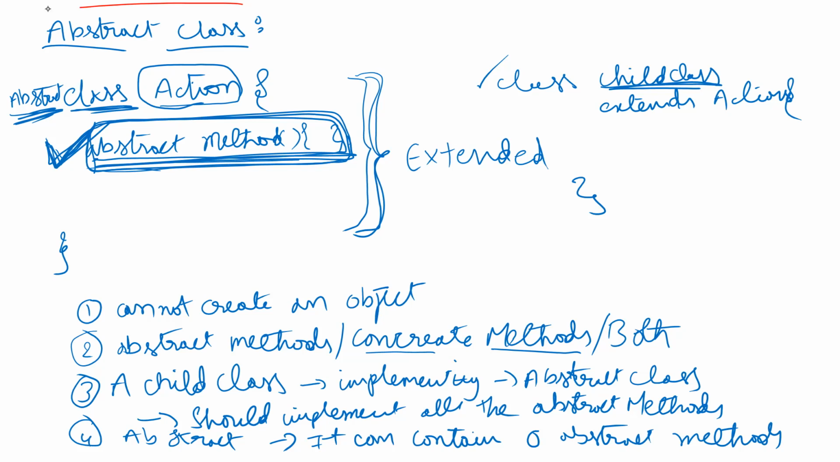Let's see this one more time. What is an abstract class? Any class that is declared with an abstract keyword is an abstract class. What does an abstract class contain? An abstract class contains abstract methods as well as concrete methods.